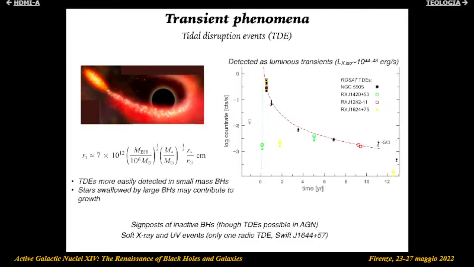Now, so this is a powerful way to find quiescent supermassive black holes. It doesn't mean that these events do not occur in AGN, in active AGN, but in this case, it would be much more difficult to disentangle this trend on top of the long-term variability.